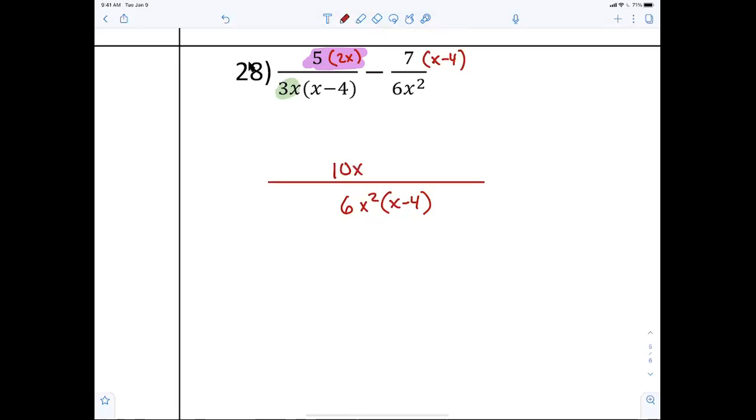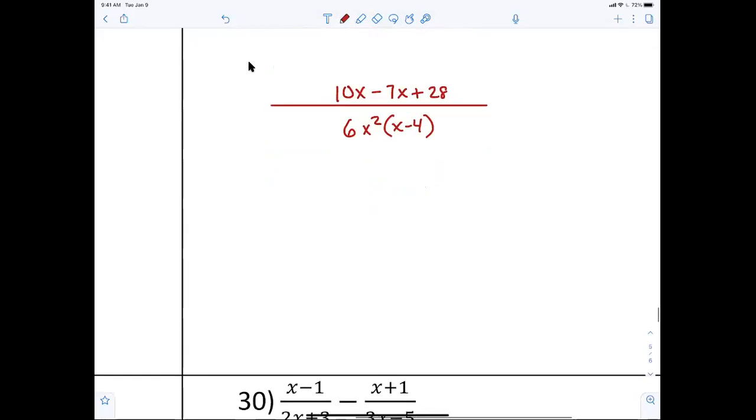10x. Now, here's the mistake again. This plus, so we're really distributing a what? -7. So everybody agree with me? You're really distributing a -7. So that becomes what? -7x plus 28. Combine terms, so that gives me 3x plus 28 over 6x squared times x minus 4. You're exactly correct. All right, again, I just don't think that's that bad.